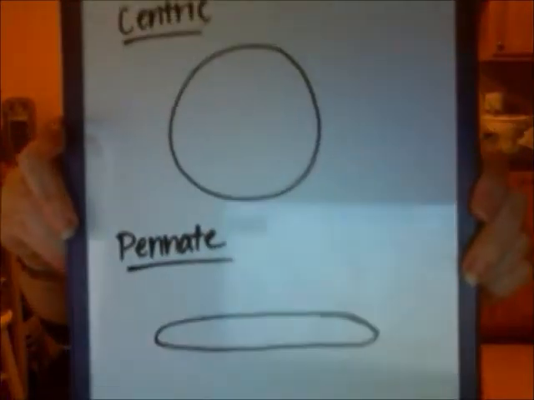Alright, so up next is the differences between pinnate and centric diatom shapes. I've drawn a centric diatom and a pinnate diatom. Basically, where the differences fall is actually symmetry. Centric, no matter where you divide it, it's going to come out evenly. So no matter where I draw that line, it's going to be an even half, either way. So that makes them radially symmetric, or that they have radial symmetry.